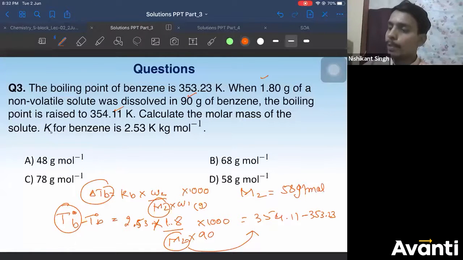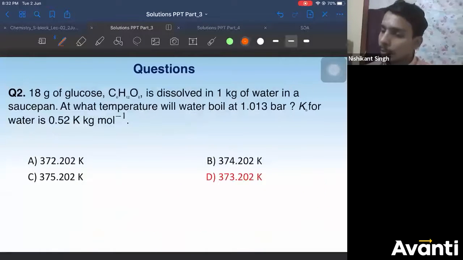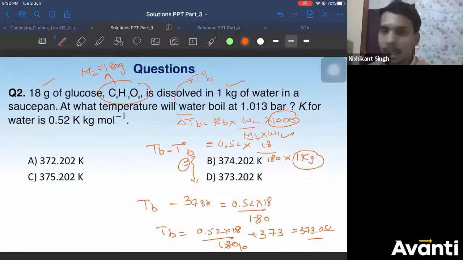58 gram per mole, right? So the correct answer is approximately 58 gram per mole. And in the previous question, Vijay has asked some doubt. In this, Vijay, there is no 18 gram glucose. So that will be taken in gram only, because this is in gram per mole. So this should be in gram.